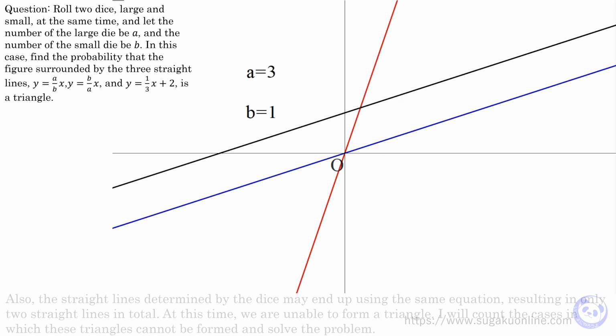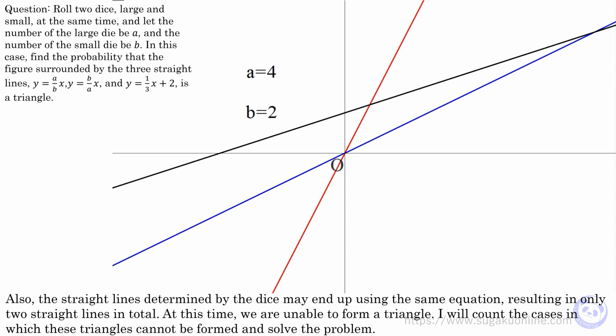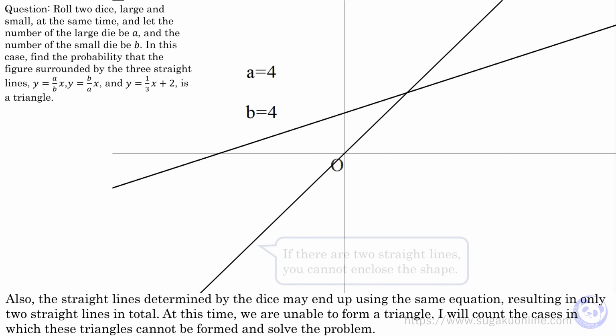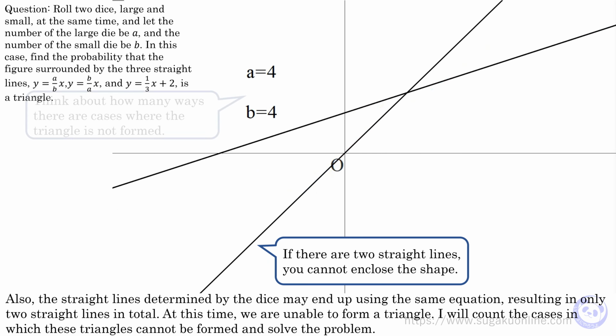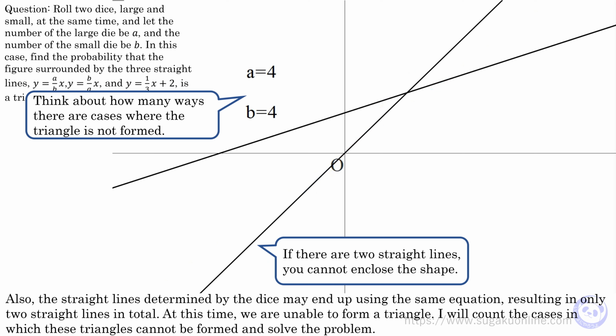Also, the straight lines determined by the dice may end up using the same equation, resulting in only two straight lines in total. At this time, we are unable to form a triangle. I will count the cases in which these triangles cannot be formed and solve the problem.